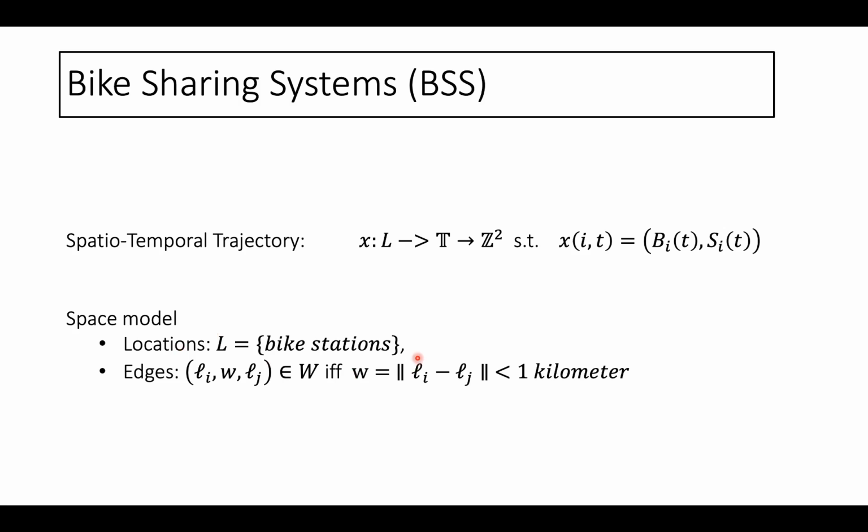The set of locations L is the set of bike stations, and the edges describe the connections between stations. We say that two nodes are connected if they are at a distance less than or equal to 1 kilometer, that is, if their Euclidean distance is less than 1 kilometer. This also corresponds to the value of W, the label on the edge.